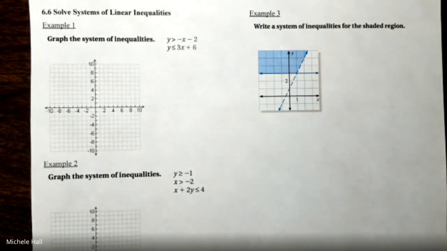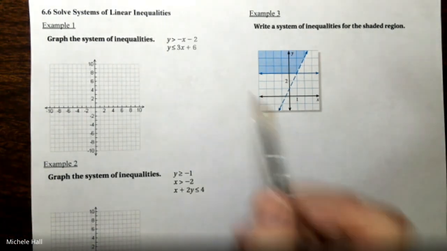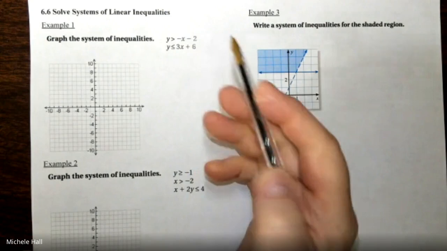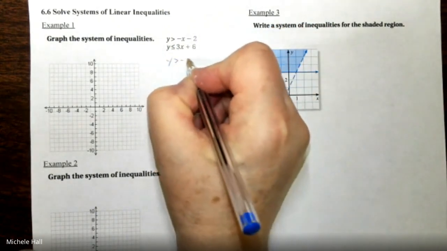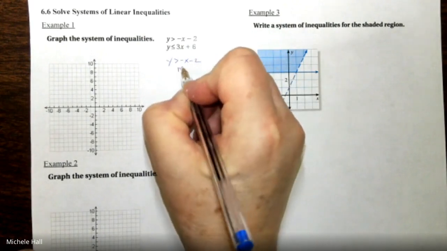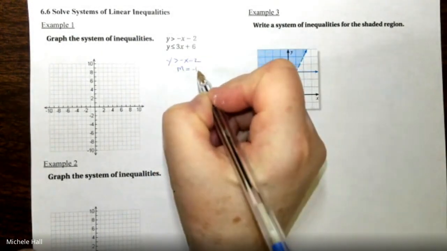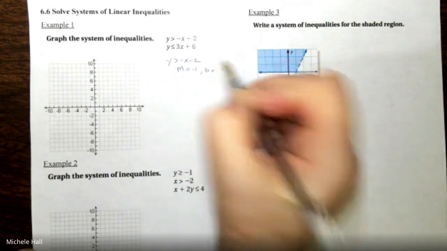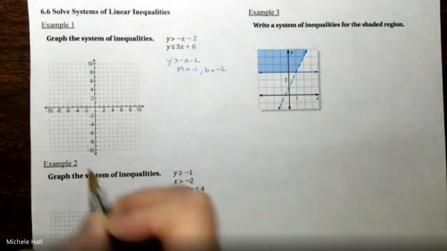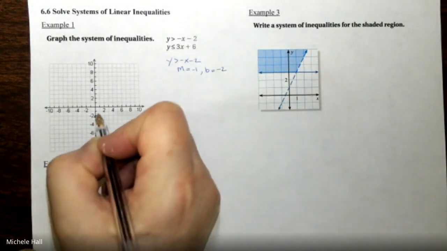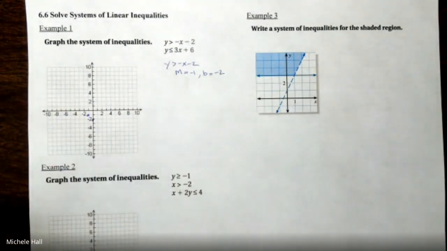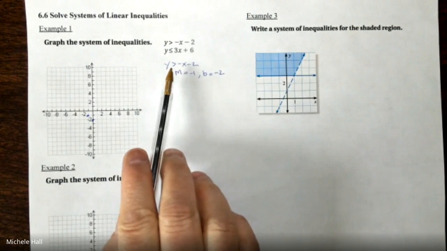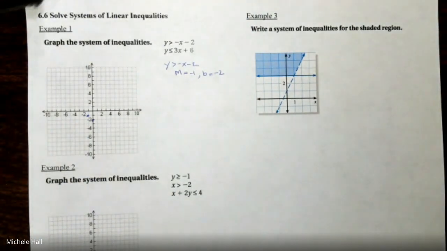Number 6, solve systems of linear inequalities. We are going to graph this in slope-intercept form. Here we can see that my slope is -1 and my y-intercept is -2. Rise 1, run -1 for my slope. Y is greater than, so it's going to be a dotted line.